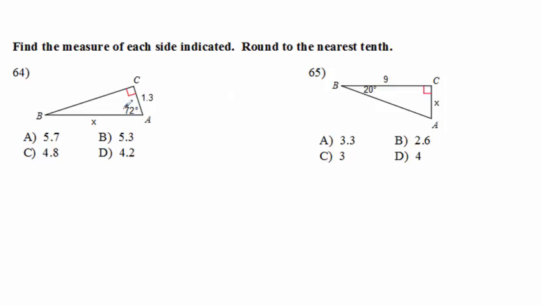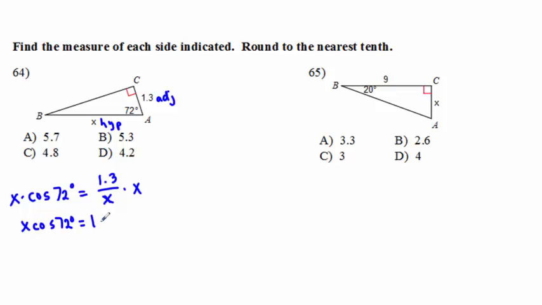64. Here's my angle. X is my hypotenuse. 1.3 is adjacent. So I'm going to use cosine of my angle equals adjacent over hypotenuse, and then I'm going to solve for x. To solve for x, I multiply both sides by the bottom of my fraction and get x cosine 72 equals 1.3, and then I need to get x by itself, so I divide by cosine 72. So x equals 1.3 divided by cosine of 72, which is 4.2. When you do that, make sure the 1.3 is first, divided by cosine of 72, and not the other way around.